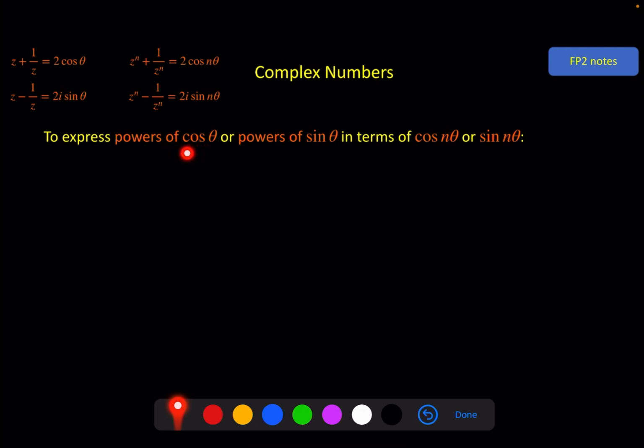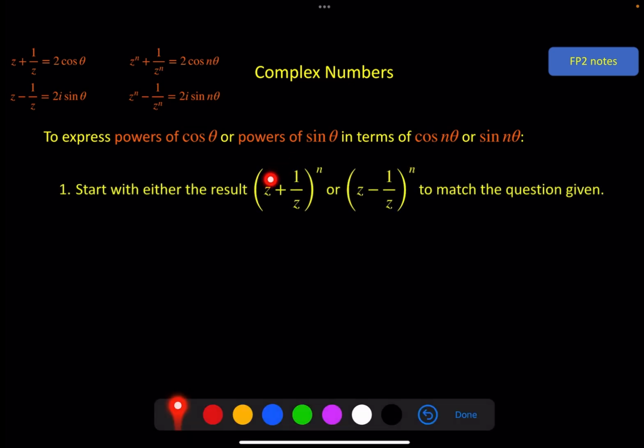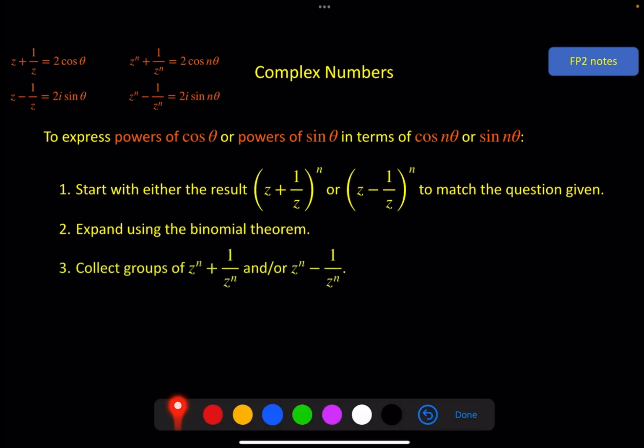So we're expressing powers of cosine or powers of sine in terms of one of these. So the method is as follows. We start with either this result or this result to the power of n, and we need to choose that depending on what the question is. Then you expand this bracket as it is with the z's and the 1 over z's using the binomial theorem. And that will give you a whole bunch of z to the power of something and 1 over z to the power of something. So you group those in their respective powers in order to replace those expressions with this, or these expressions with this.